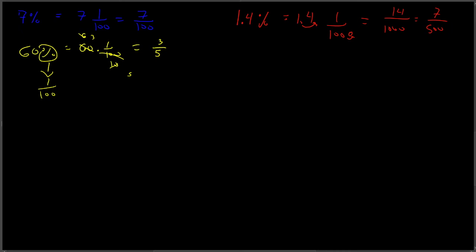What I can do is write any percentage in its simplest form fraction. So 150% is equal to 150 times 1 over 100, because we're going to substitute 1 over 100 for the percent sign. They'll both lose a 0. And then they're both divisible by 5, so I get 3/2.